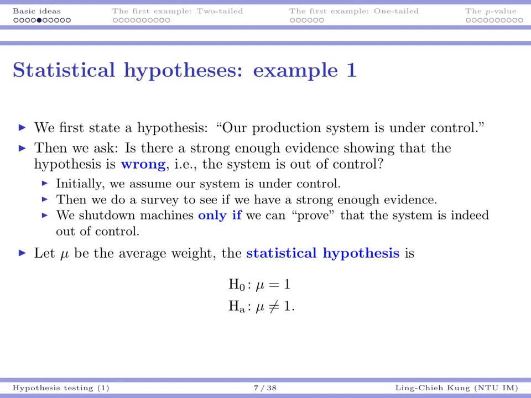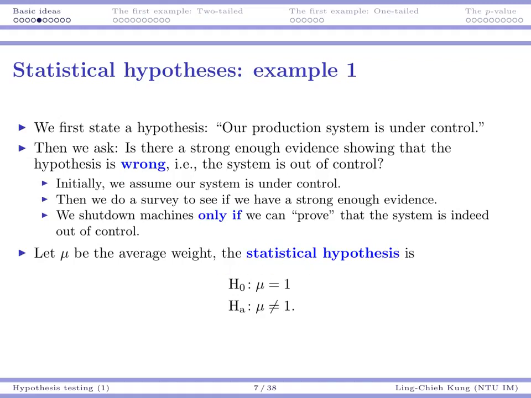And then we should ask, well, is there strong evidence showing that the hypothesis is wrong? So we're going to collect data and then ask whether we can reject the original hypothesis. Then we would shut down the machine only if we can reject the original hypothesis, only if we can prove that the system is indeed out of control.